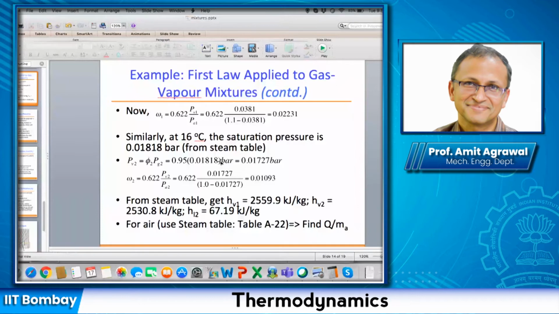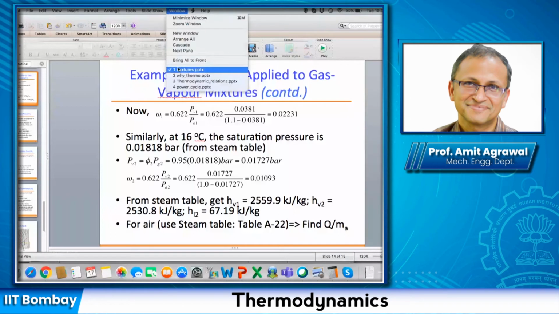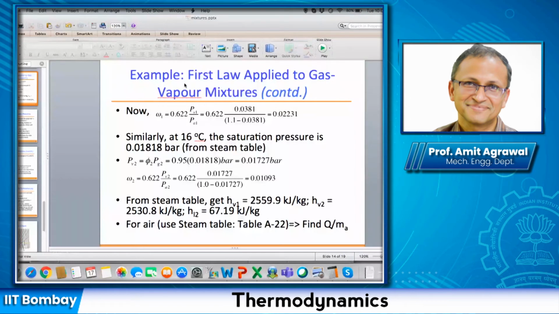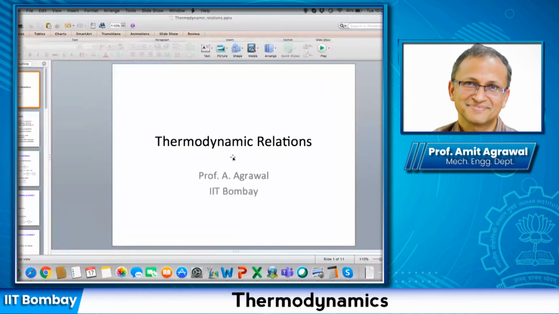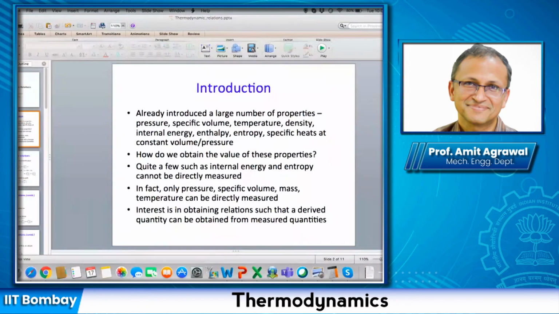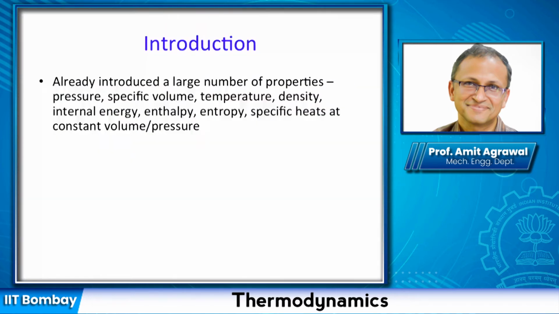So I think this is what I will say for now and stop here as far as this chapter on mixtures goes. We'll now look at the last topic, something that we have been mentioning for a long time in thermodynamics, which is Maxwell's relationships. Let me introduce the need for that, and you'll see that this is a very simple and interesting topic. We have already introduced a large number of properties: pressure, specific volume, temperature, density, internal energy, enthalpy, entropy, specific heats, whether at constant pressure or constant volume.